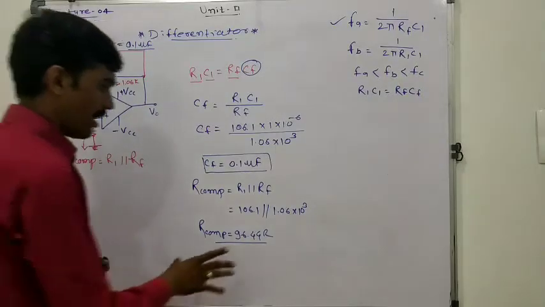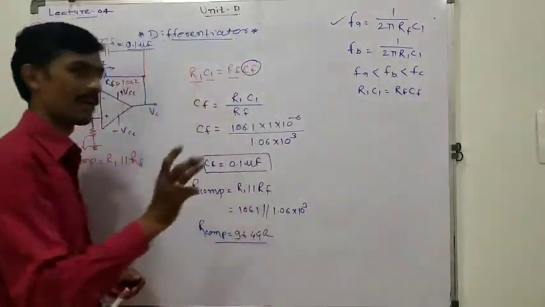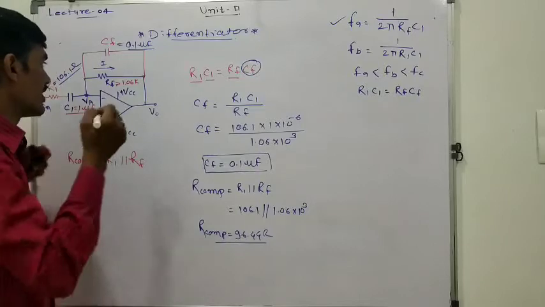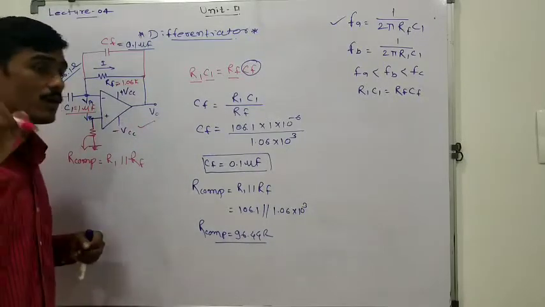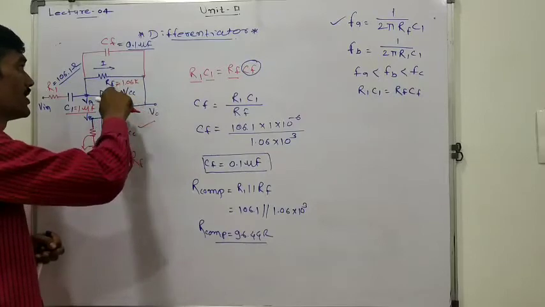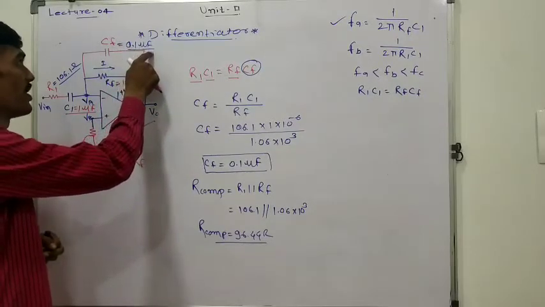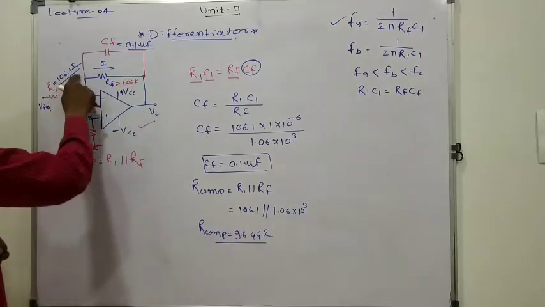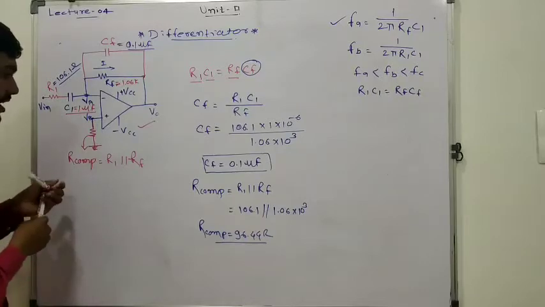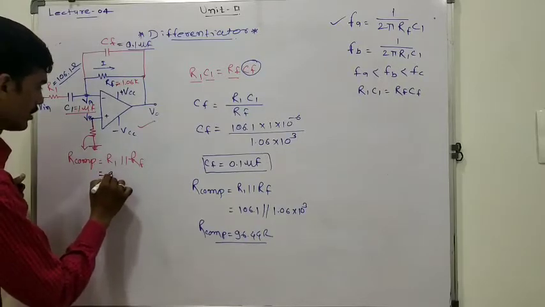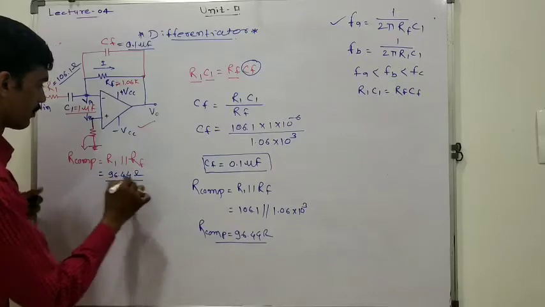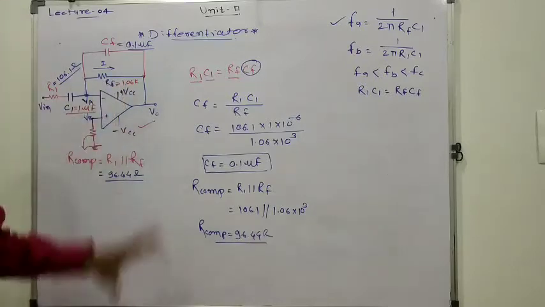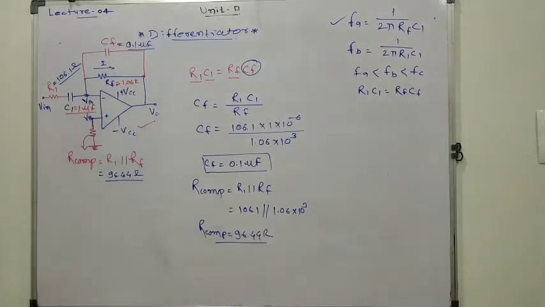So for the complete design, after calculating all these values, that is R1, C1, then RF, CF and R compensating, we have to draw the complete circuit diagram of the differentiator with its values: capacitor CF is equal to 0.1 microfarad, RF is equal to 1.06 K, C1 is 1 microfarad, R1 is 106.1 and R compensating is 96.44 ohm. So this is the final solution of the problem. So this is a differentiator circuit. So this is all about the differentiator circuit.